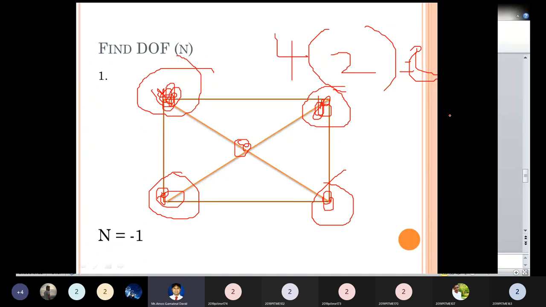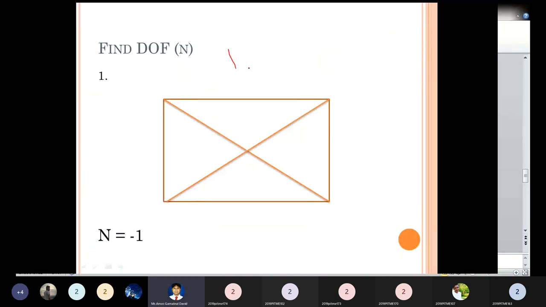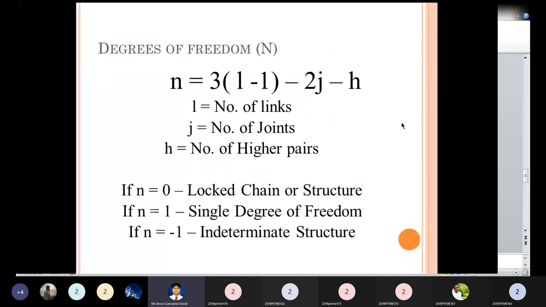Then is there any binary joint here? No, there are no binary joints. This is not a joint, okay? Leave it off. Now, how many links are there? 1, 2, 3, 4. This is 5 fully, and this is 6. So L is equal to 6, and J we just found out is 8, 4 twos are 8. Can you put this value in this particular formula? H is 0, so take it off. J value is 8. L value is 6. What is the answer?